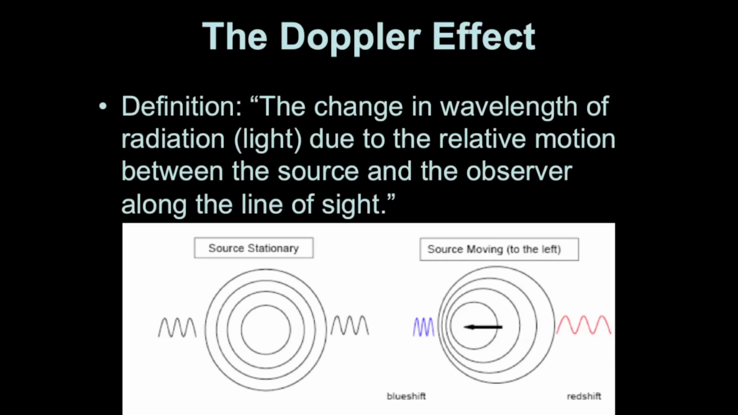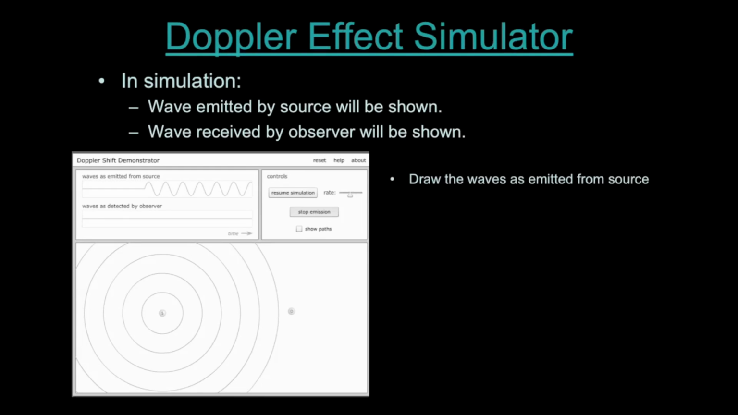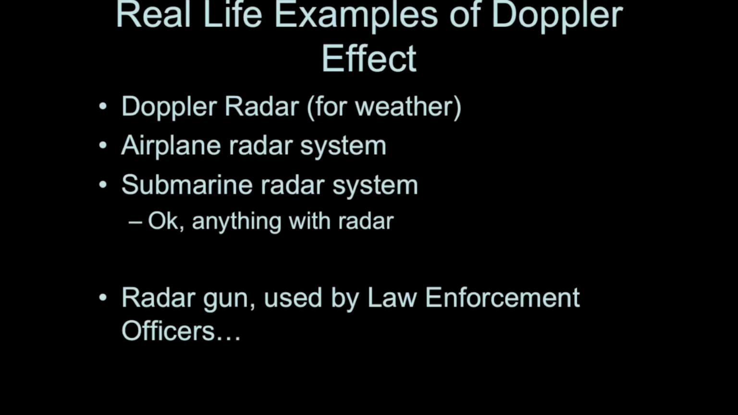In the previous video, I showed you a simulation of how the Doppler shift for waves is produced. Now we're going to talk about its specific applications with light. Well, Doppler radar, airplane radar, submarine radar, anything with radar uses the Doppler effect because light can be produced and can bounce off of objects and come back, especially if we're using something like radio light, and that can be used to detect motion towards or away from the observer.